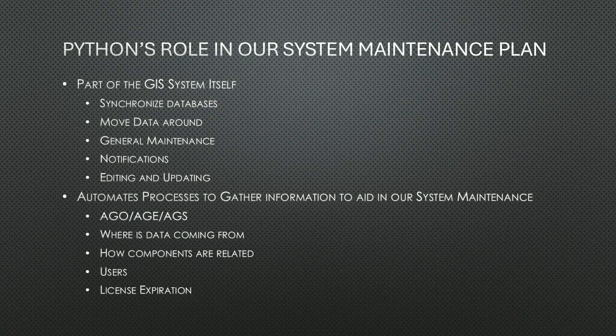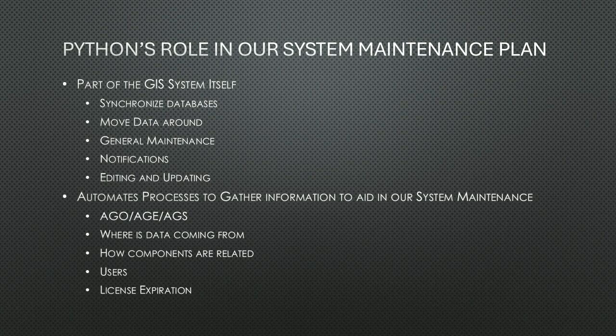Python's role in our GIS system is that it's part of the GIS system itself. We use Python to synchronize our databases, move data around like I showed in the example script, just general maintenance. We use it for notifications, so we have it looking at some of our layers, and when they're edited, they'll send emails. I could talk about this for hours. It also edits and updates some of the data based on some of the things that our scripts are looking for. But it's also part of our system maintenance plan, where I've automated the gathering of the information that we need to maintain our system.